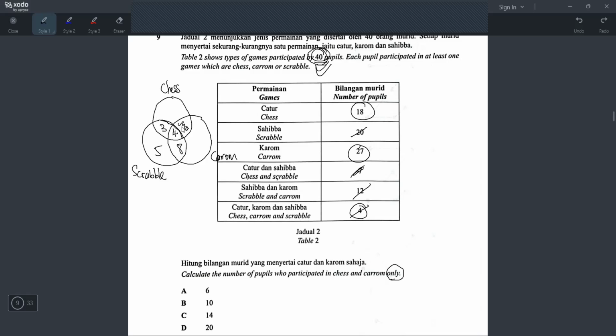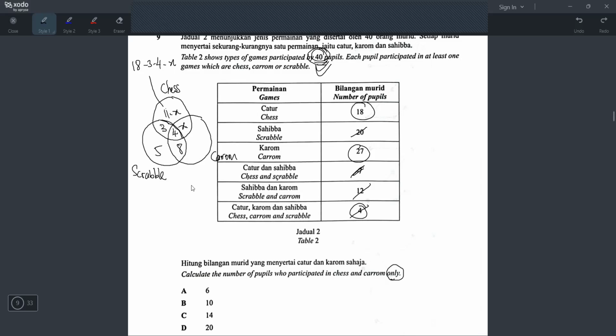I don't have this. So what I'm going to do now is I will just call this X, right? I'll just call it X, because this is my problem now. So now I can write down my chess only. It will be 18 minus 3 minus 4 minus X, which is 18 minus 7 minus X, right? Okay, I'll write outside. So it will be 18 minus 3 minus 4 minus X, and if you press 18 minus 3 minus 4, you will get 11 minus X, okay?